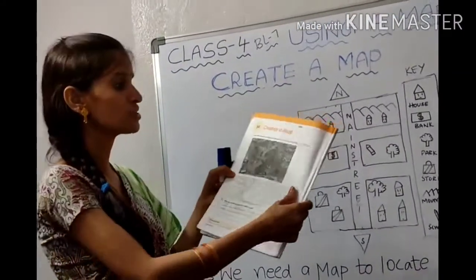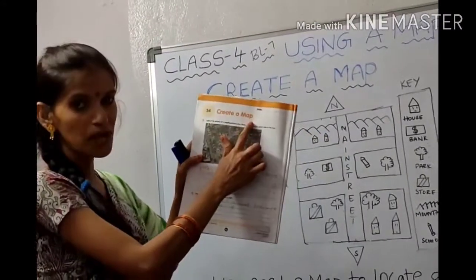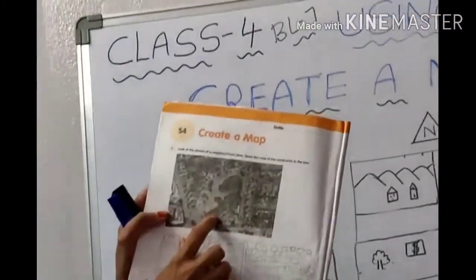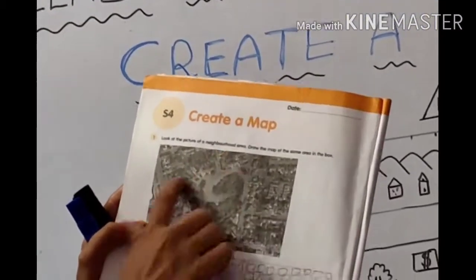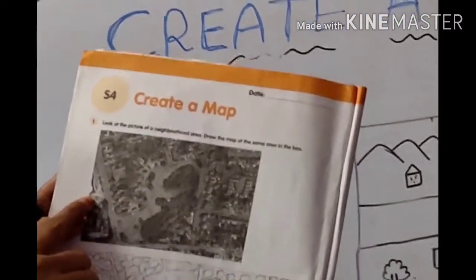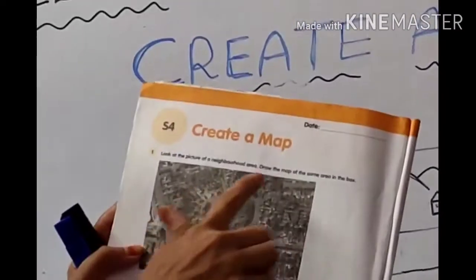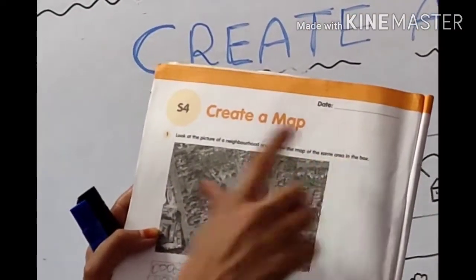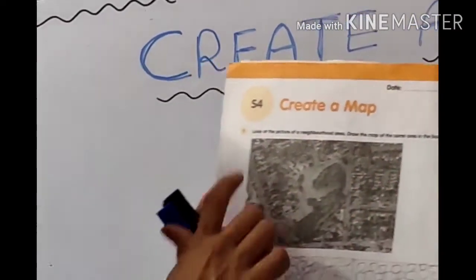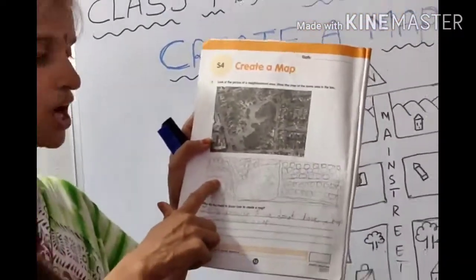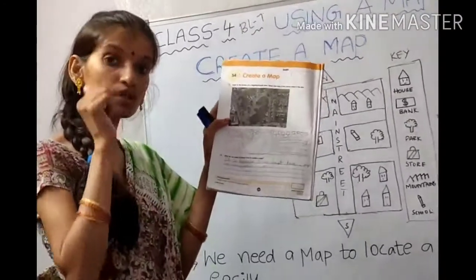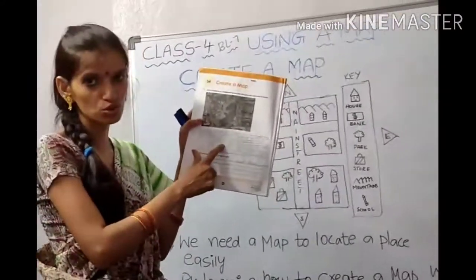Next, coming to our S4. Create a map. Here, one creation is given. Look at the picture of the neighborhood area. Here a map of the neighborhood area is given. Now draw the map of the same area in the box. If you want to do this, you can, or you can create your own map which I said to do in classwork. You can create it here also.